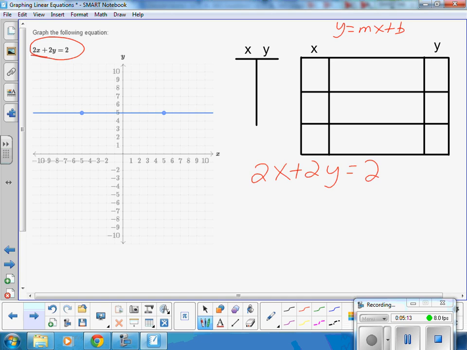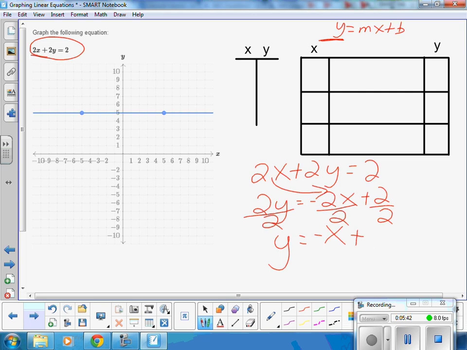Whether you subtract 2x or think of it as just moving 2x to the other side, same result. 2y is going to equal a negative 2x plus 2. I have to divide everything by 2 because I want what y is equal to, not what 2y is. So I divide by 2, divide by 2, divide by 2, and I get y equals a negative 1x plus 1.